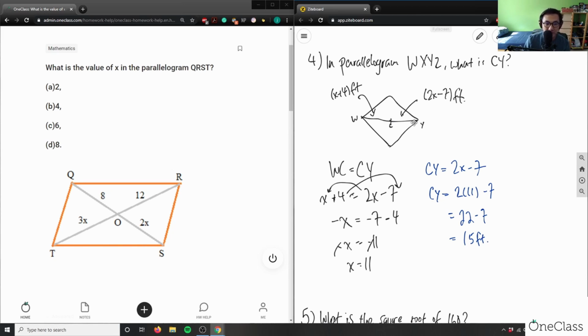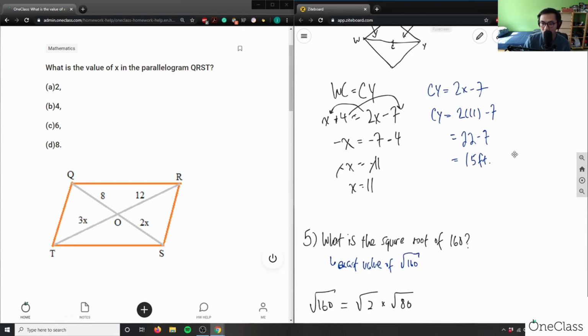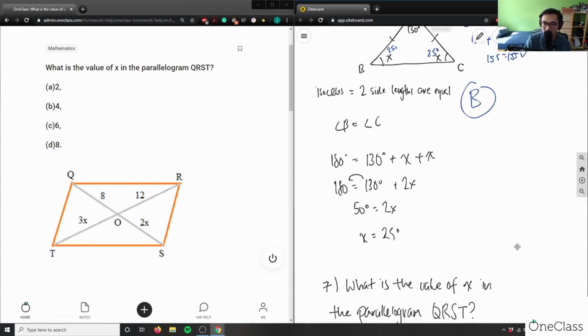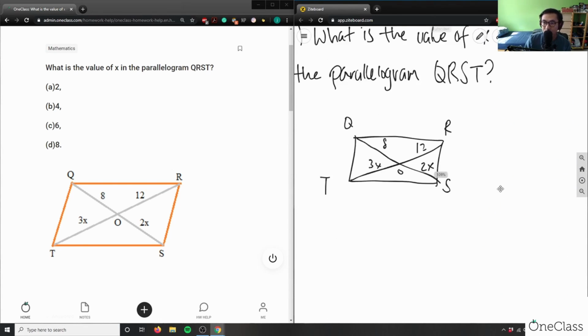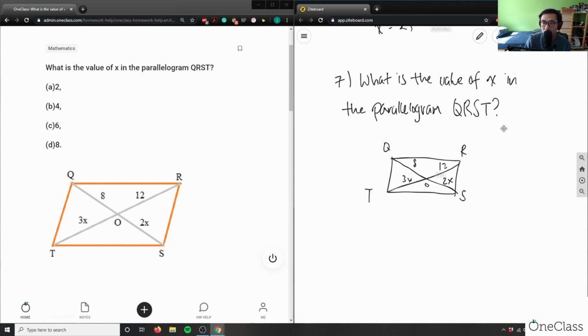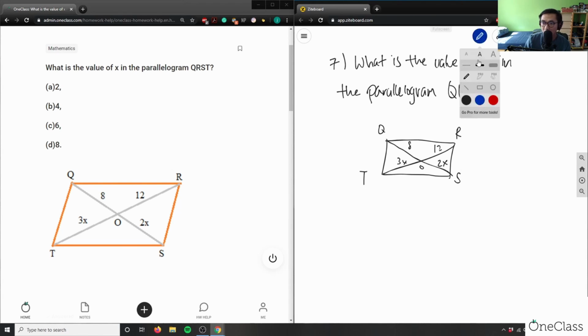So I can do the exact same for this question. From Q to O and from O to S is the same length. From T to O and from O to R is also the same length here. So let me justify and write this down. If I know this, then Q to O has to equal O to S.